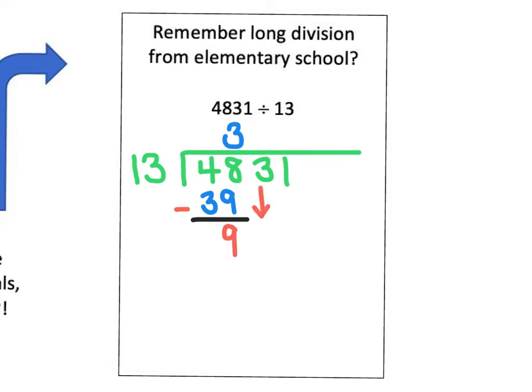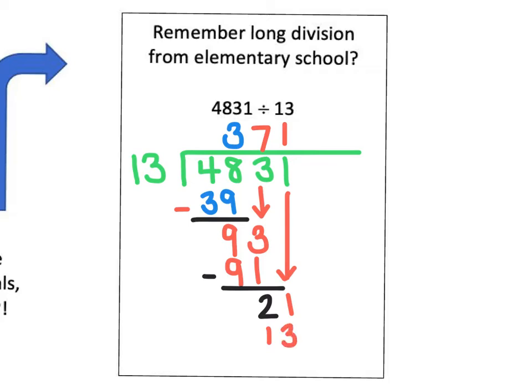Next, I bring down the next digit, and I repeat the previous steps. I now ask myself, how many times does 13 go into 93? And it goes in 7 times. 13 times 7 is 91, and I'm going to subtract. When I do, I get 2, and I again bring down the next digit. Now ask myself, how many times does 13 go into 21? And it's just going to go in 1 time evenly. So 1 times 13 is 13, subtract, and I get 8.